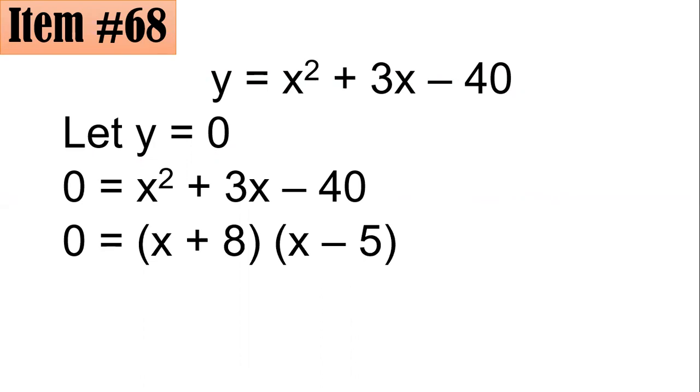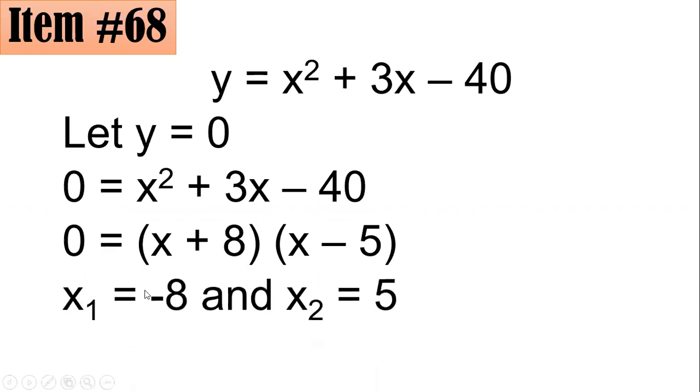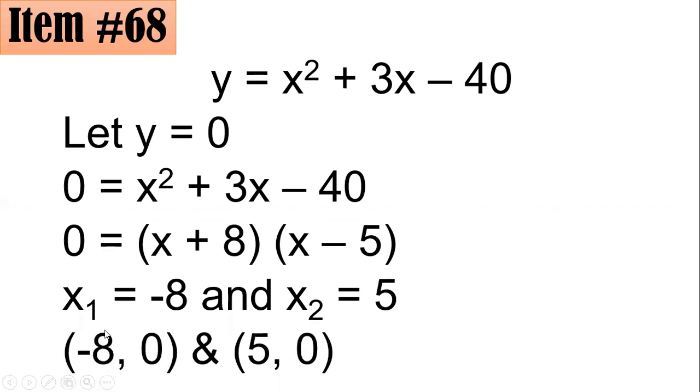And with that, if x plus 8 is equal to 0, then you will get x sub 1 as negative 8. And if x minus 5 is equal to 0, then you get the value of x sub 2, which is 5. Therefore, kasi nga, your y is 0. So, therefore, it passes through the points negative 8, 0, and aside from that, meron pang isa, 5, 0.